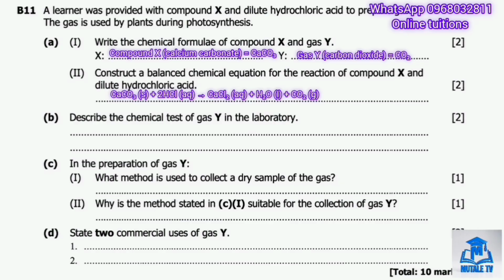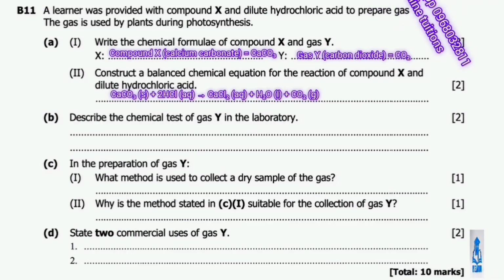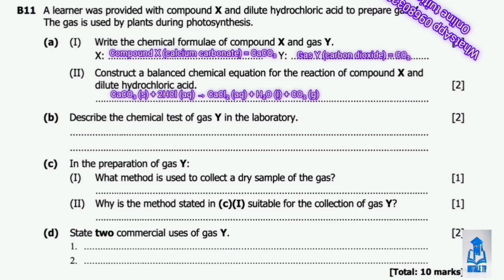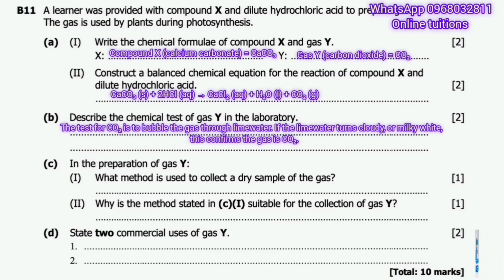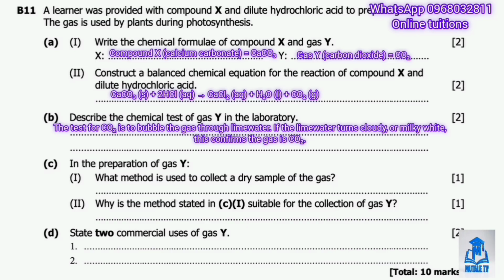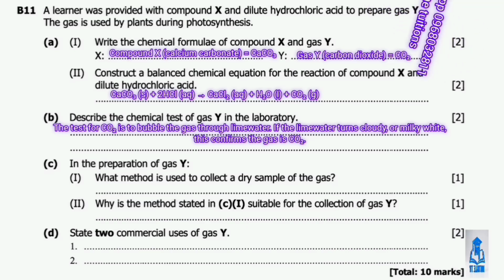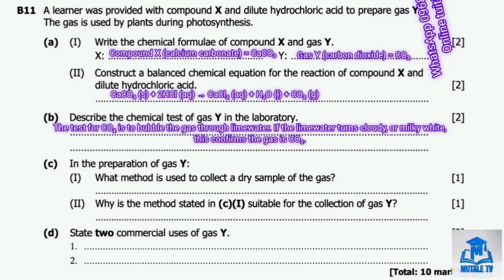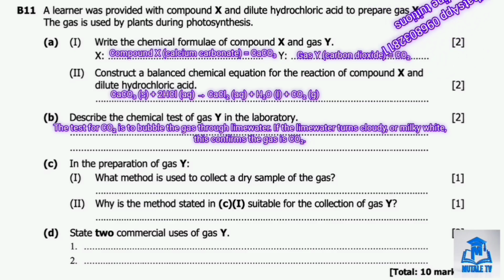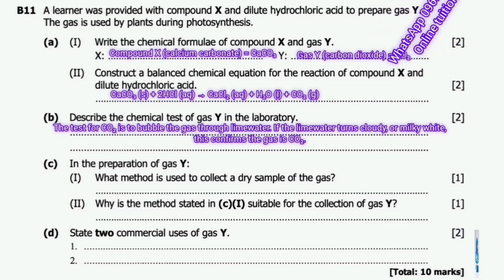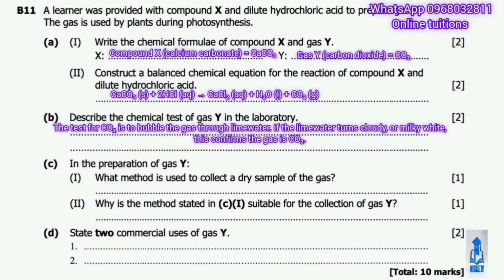Question B asks us to describe the chemical test of gas Y in the laboratory. So the test for carbon dioxide is to bubble the gas through lime water. The lime water turns cloudy or milky white. This confirms the gas is carbon dioxide.